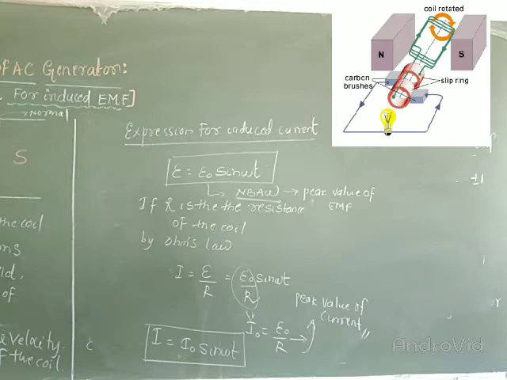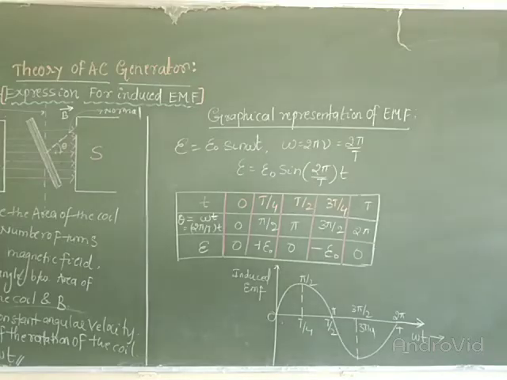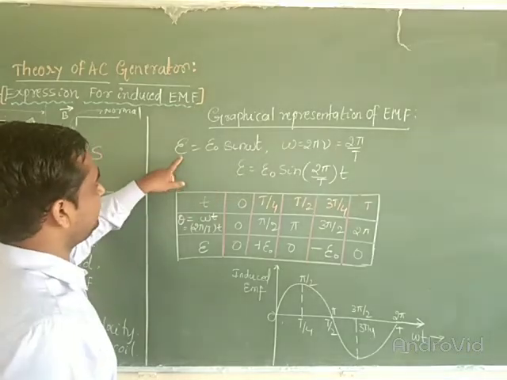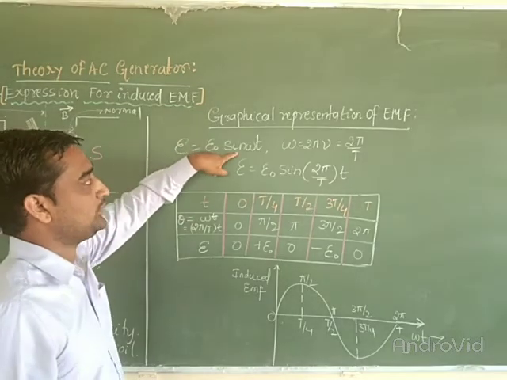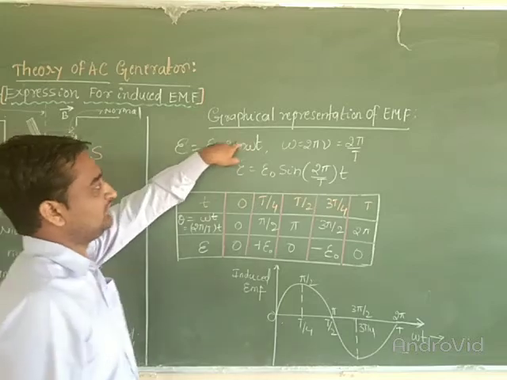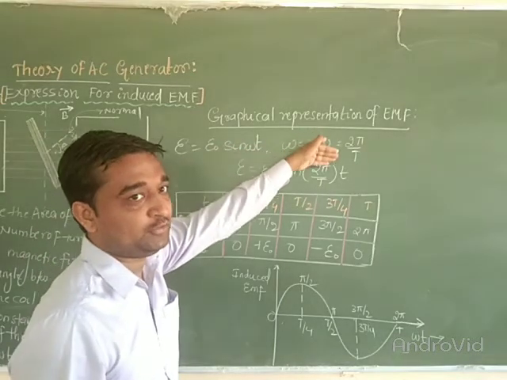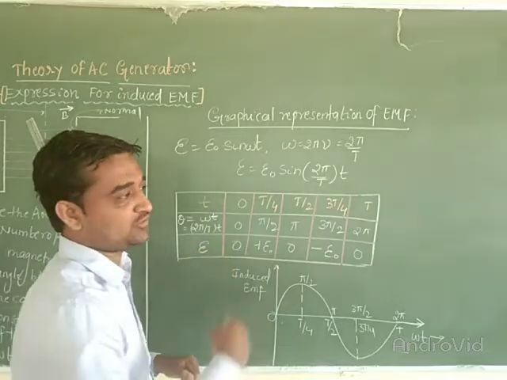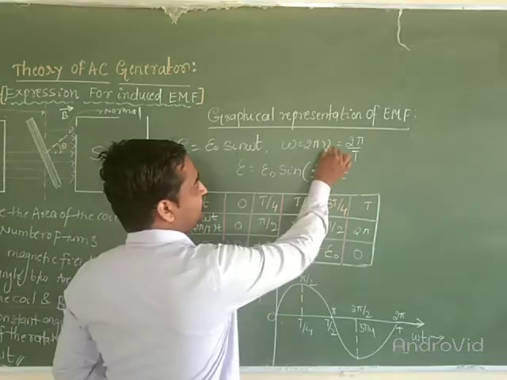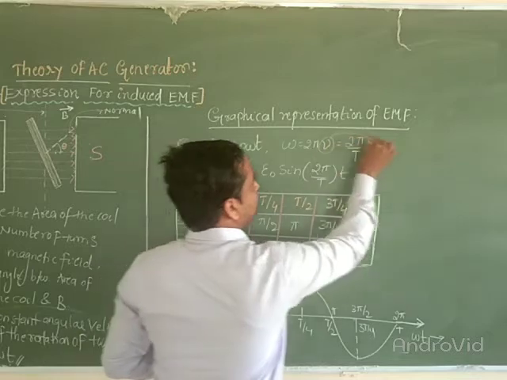Now let us represent the induced EMF graphically. So how to represent the induced EMF graphically? That is the sinusoidal EMF, the graphical representation of EMF. The induced EMF E is equal to E naught sin omega t. This is the expression we have got here. But omega is equal to 2 pi nu, where nu is the frequency of rotation of the coil.